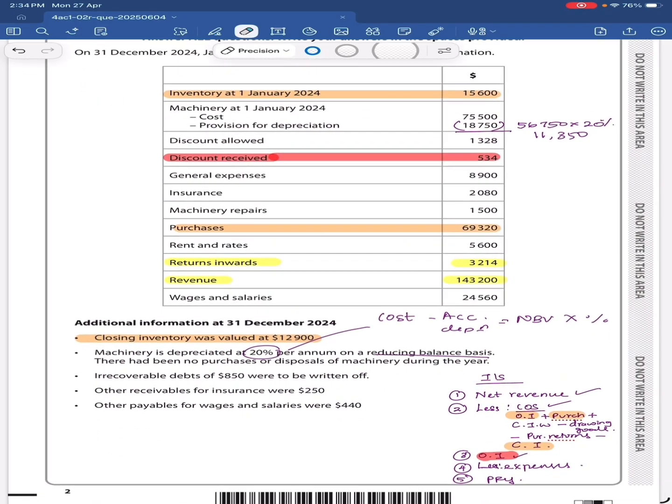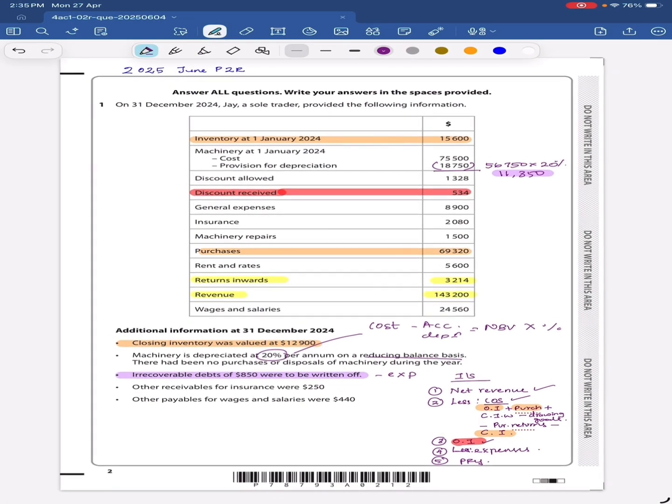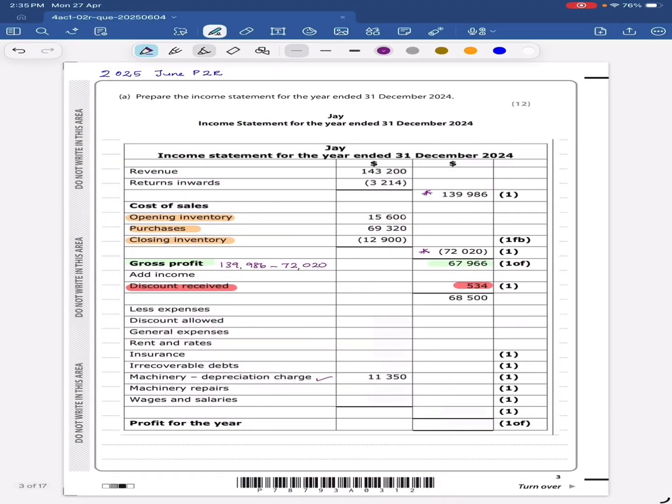Next adjustment, irrecoverable debts 850 were to be written off. So this is a bad debt. So let's enter that in the expenses. This should go under the section of expenses. So let's enter this figure, which is irrecoverable debt, and the amount is 850, given in the additional information.